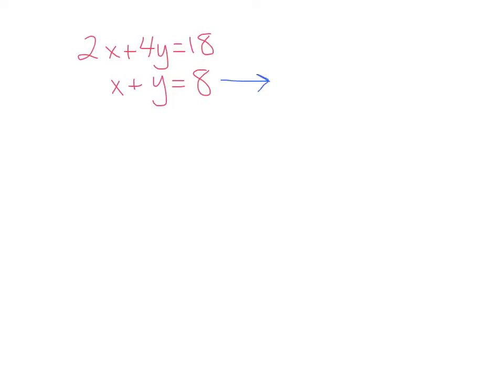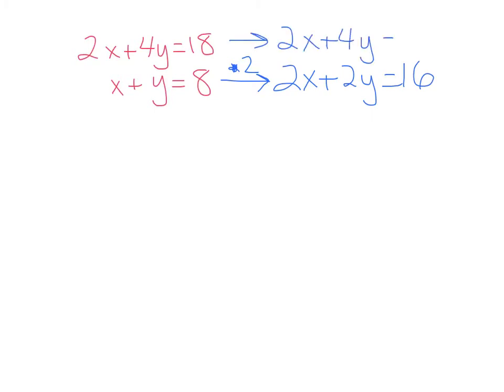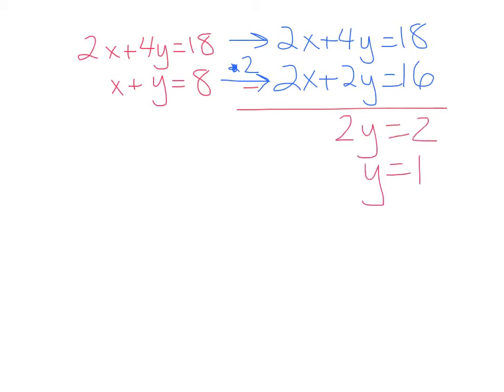So in order to do that, we're going to have to multiply everything in this equation by 2. So we'll get 2x plus 2y equals 16. This top equation we can just leave the same, plus 4y equals 18. Okay, so now we're going to subtract these. We're going to subtract because 2x minus 2x is 0, so we've gotten rid of that. So 4y minus 2y, 2y equals 2. Pretty easy to solve. y is equal to 1.